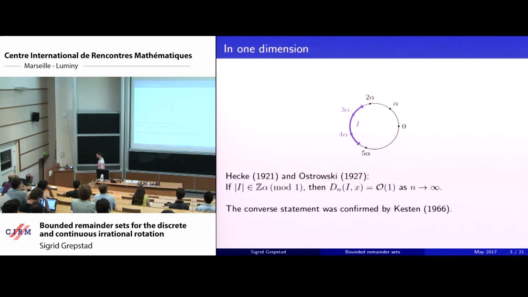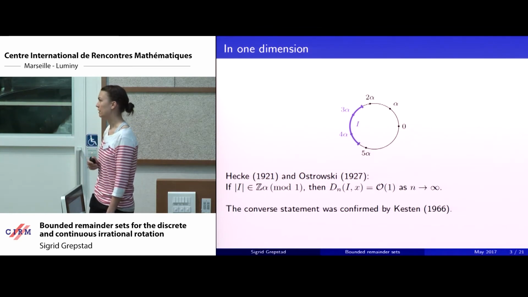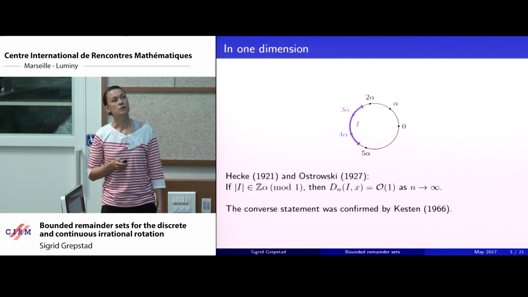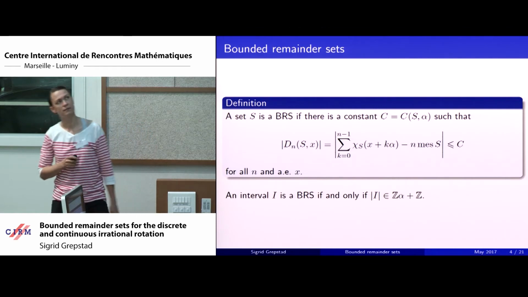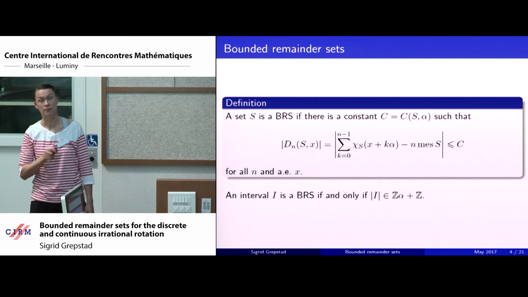So if we look at the same phenomenon for more complicated sets and in higher dimensions, we need a proper definition to work with. So this is going to be my definition of a bounded remainder set. I'm going to say that S is a bounded remainder set, and I'll just write BRS from now on.